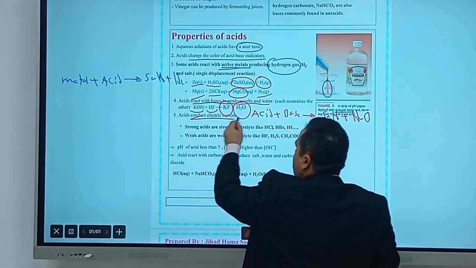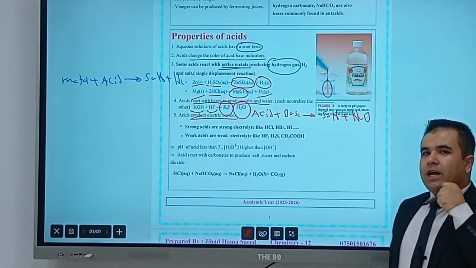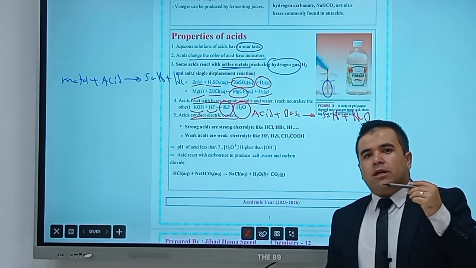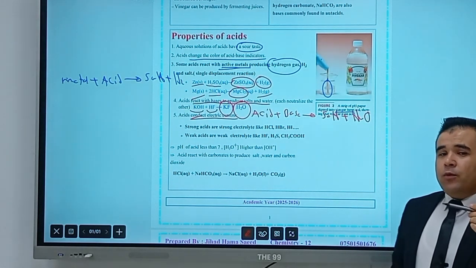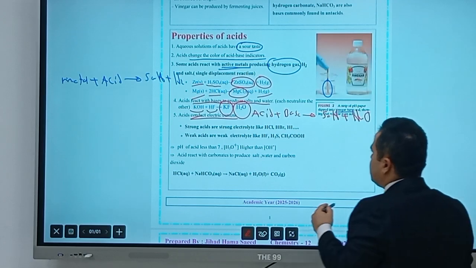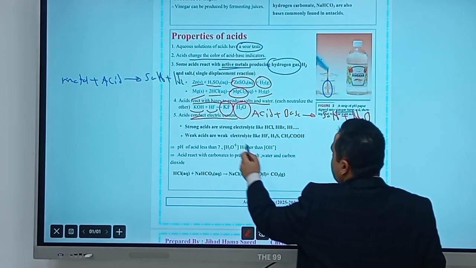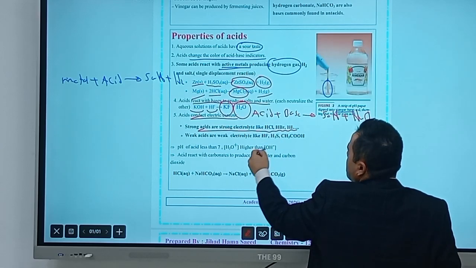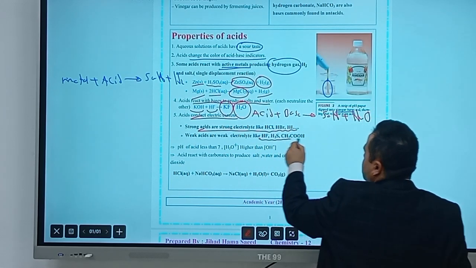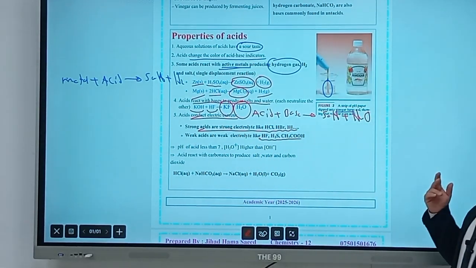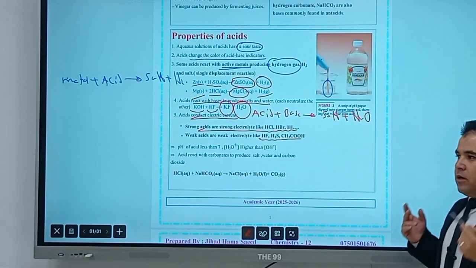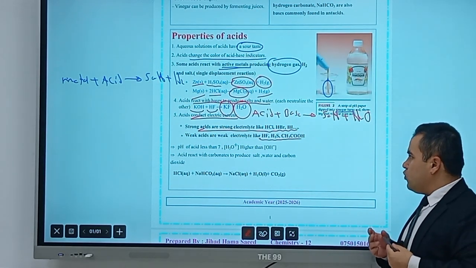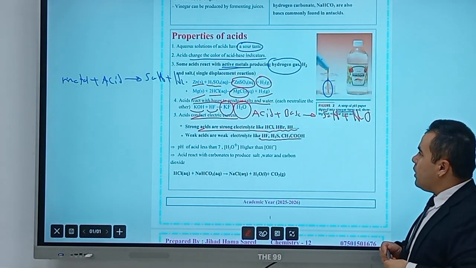Acids conduct electric current. Of course, the solutions of the acids conduct electric current. The strong acids conduct electric current well, but the weak acids conduct electricity poorly. Strong acids like HCl, HBr, HI, and weak acids like HF, H2S, CH3COOH are both conductors of electricity, but the strong ones are strong electrolytes, and the weak ones are weak electrolytes.